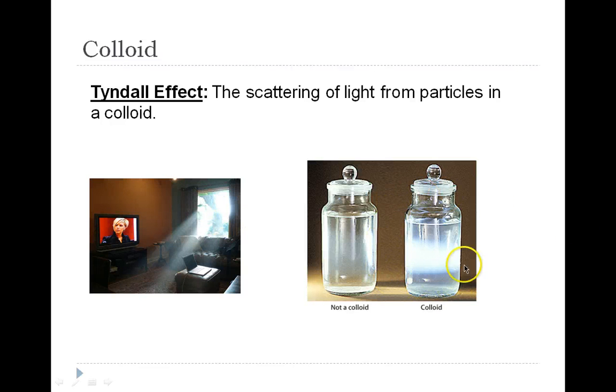That can also happen in mixtures where we're dealing with liquids. So an example is on the left, not a colloid. On the example on the right, it is a colloid because light's shining through both of these. We can see how light's scattered clearly in the colloid.